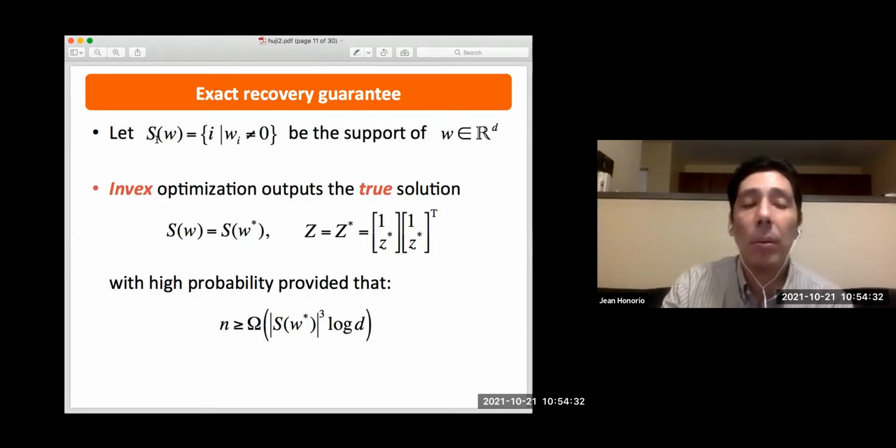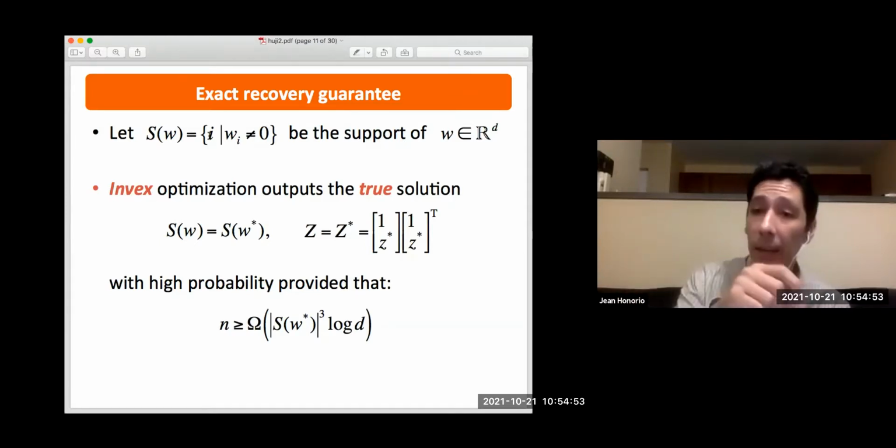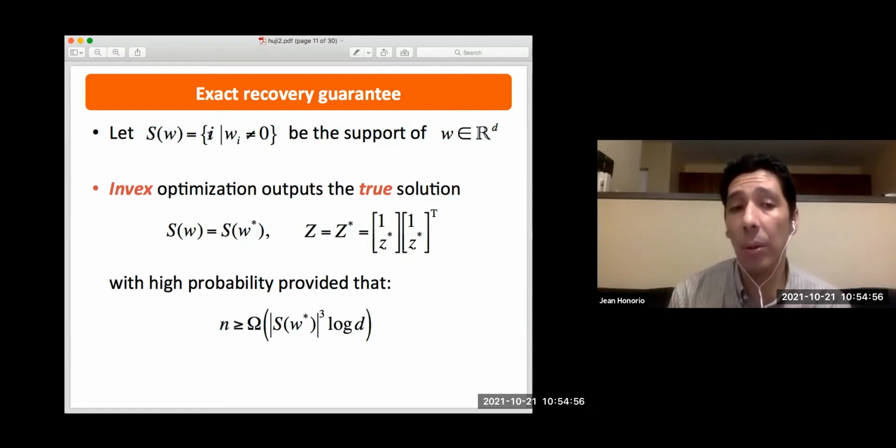So let me first define the notation. We define the support S of the vector W as the entries that are non-zero, right? So if you give me a vector W, I look at every entry Wi of the vector. If that entry is different than 0, then that index gets into the set S of W, and that is the support of the vector W. So what we claim is that this optimization problem that I was showing you before will output the true solution, meaning the correct solution, because the support of the W that I will output will be equal to the support of the W star that generated the data.